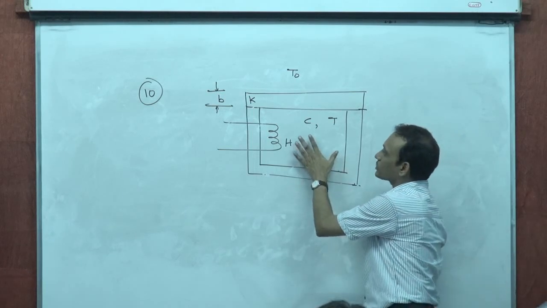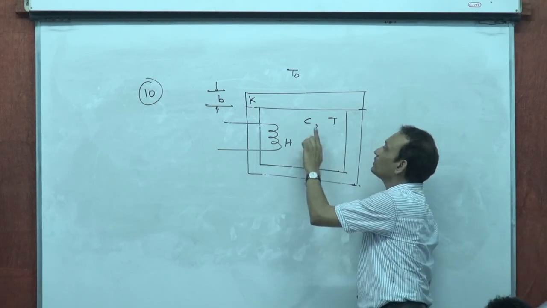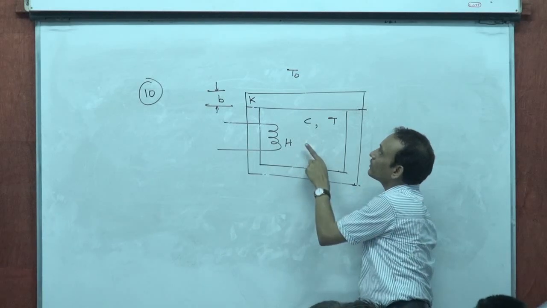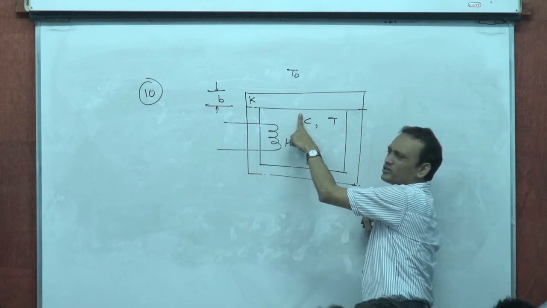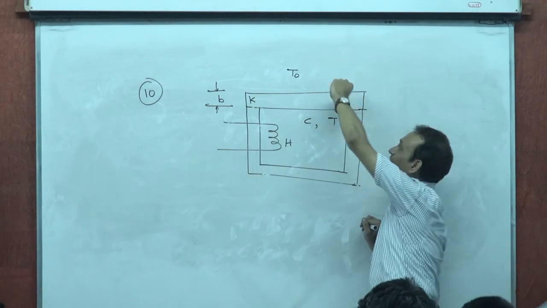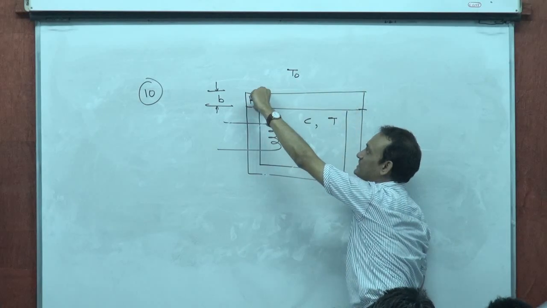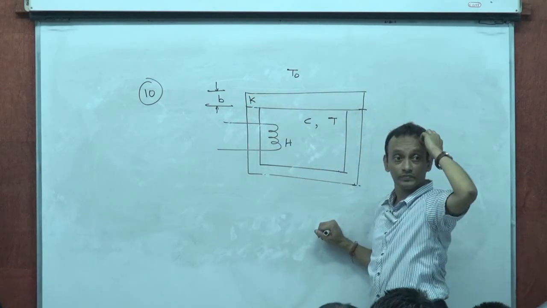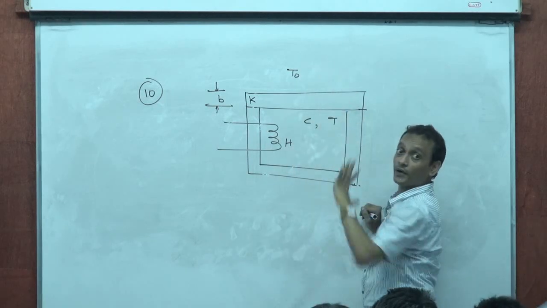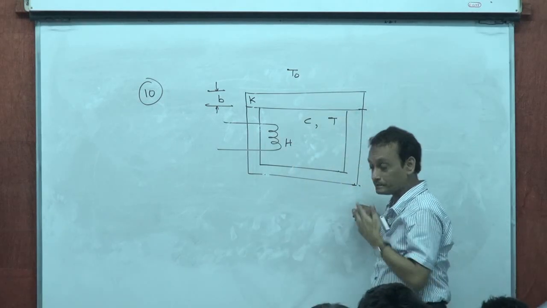So there is water in this unit of thermal capacity, that means mass into specific heat is C. Initially the temperature of this is also T naught, same as the temperature of the surroundings. And there is a metal cover here of thickness B, thermal conductivity K, which is capable of conducting heat from the inside to the outside. Right?